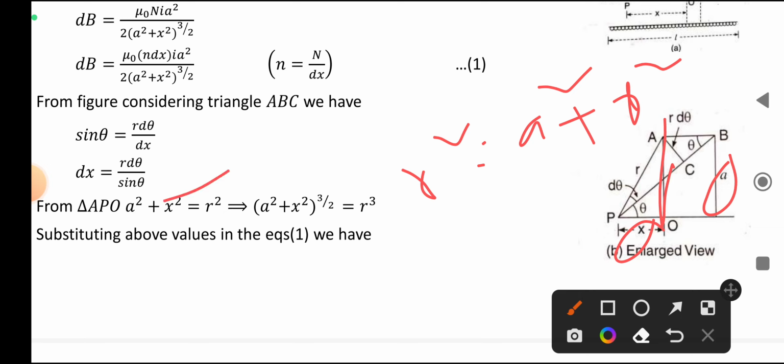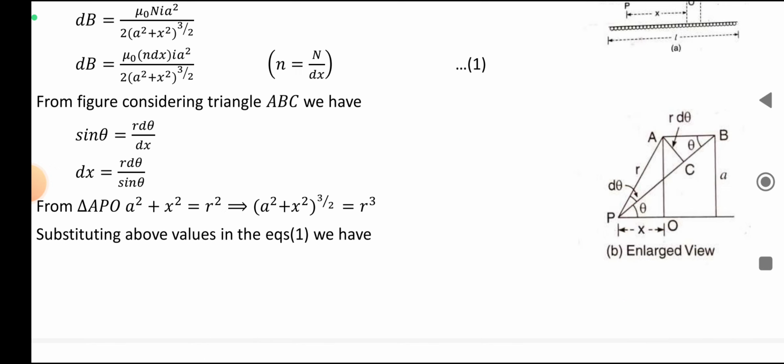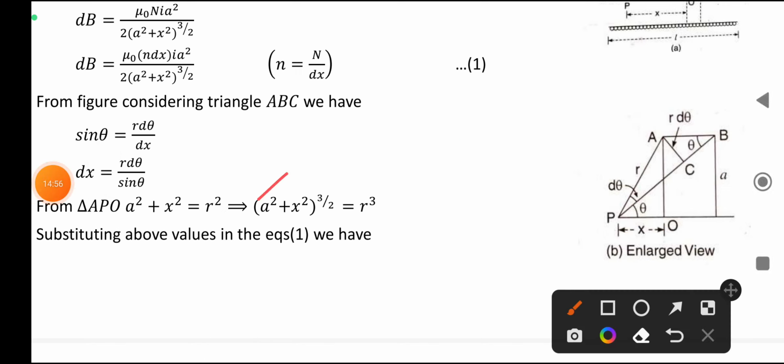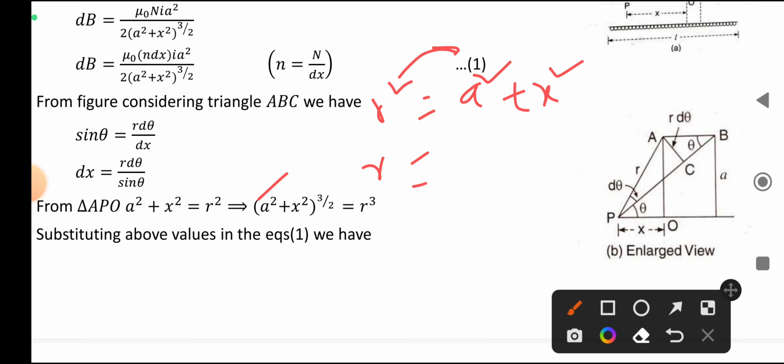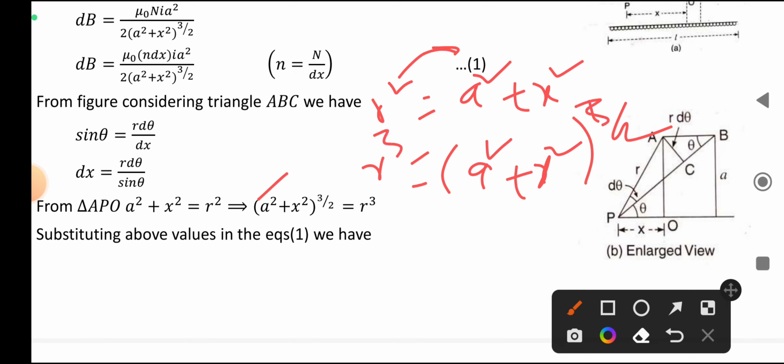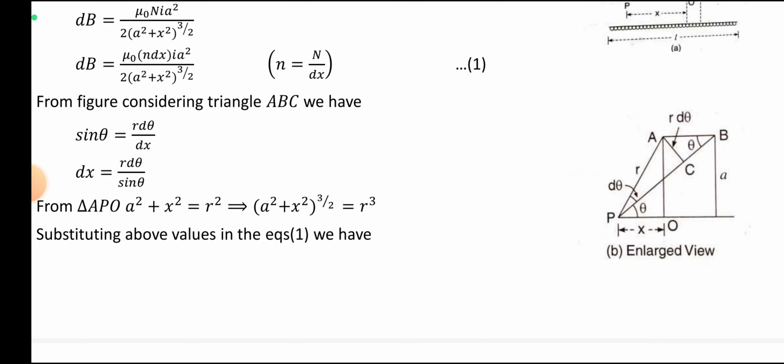So the same thing is written here. This is how we get this one. See what we got: R square is equal to a square plus x square. Bring the square to that side, then r is equal to (a square plus x square) power 1 by 2. Cube on both sides, so (a square plus x square) power 3 by 2 is equal to r cube. Let's see the enlarged view.